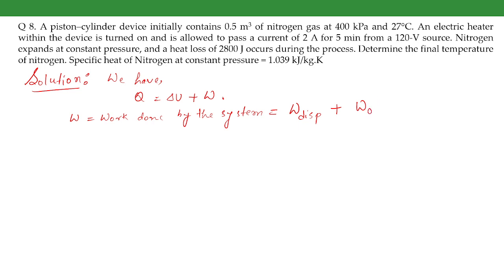Let me write it as w_o. So all other forms of work, electrical work, shaft work, paddle work, or surface tension work, any kind of work, all other forms of work are included in this. Okay, so this displacement work can be written as the integration of p dv.